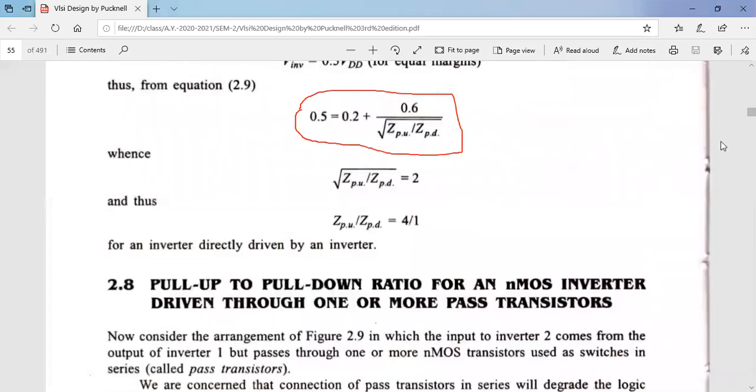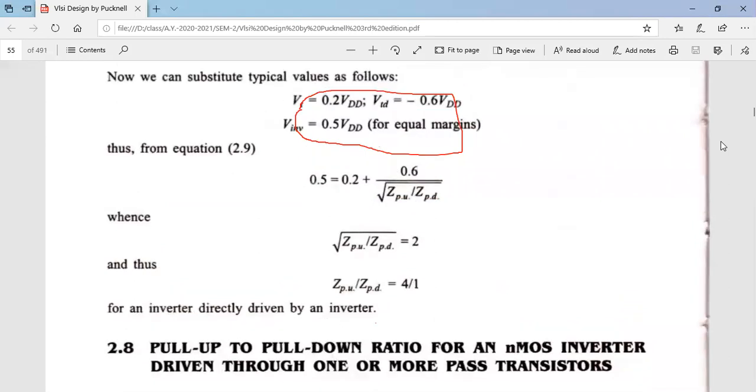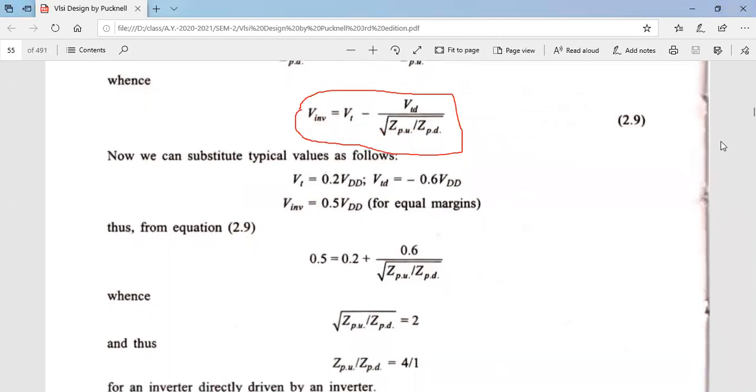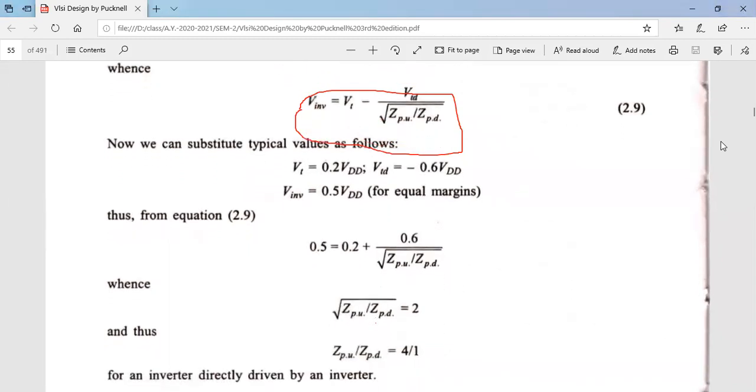So we substituted all these values. Generally, the threshold voltage will be 0.2 times VDD, and for the depletion mode transistor, the threshold voltage will be minus 0.6 times VDD, and for the inverter, VINV will be 0.5 times VDD. If we substitute all these values, we can write that pull-up to pull-down will be 4:1.